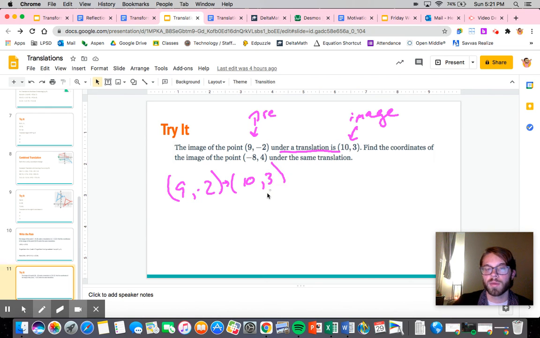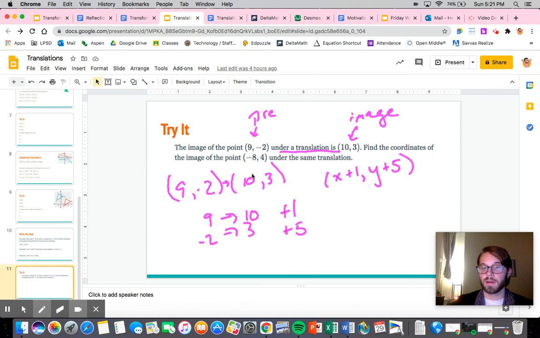So basically, we have to ask ourselves, how do I go from 9 to 10? 9 goes to 10, you add 1, right? How do I go from -2 to 3? Well, I add 5. So that must mean my rule is x plus 1, y plus 5. That's it. That's all there is to it, right? So I look at it and I say, to go from 9 to 10, I add 1. To go from -2 to 3, I add 5.